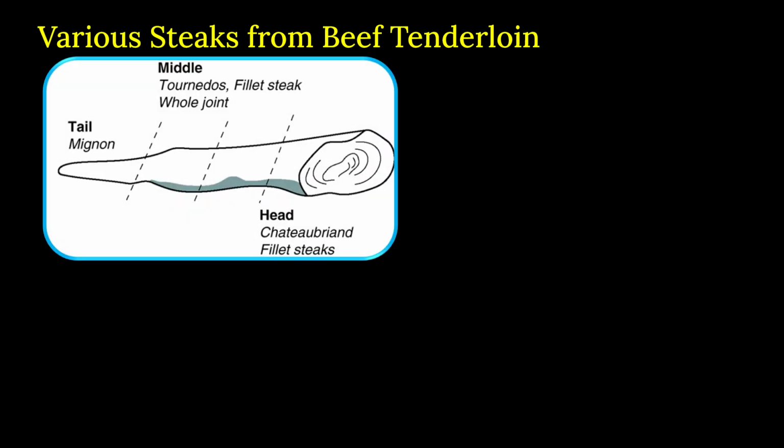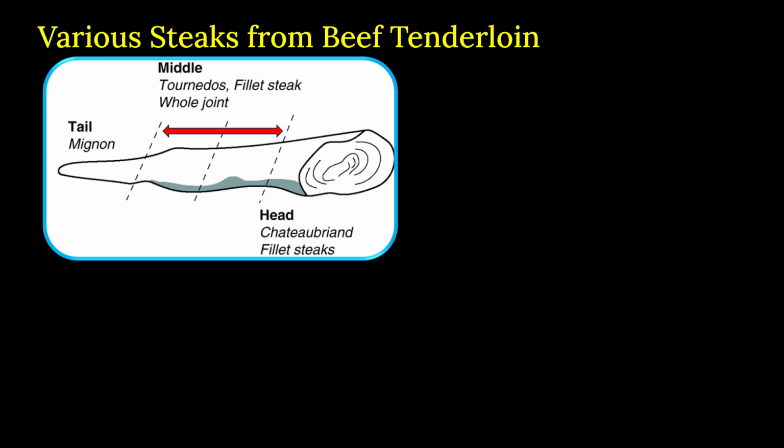Next one, again we get back this illustration. We have discussed the head of the fillet. We get Chateaubriand steak and also fillet steak from there. Now we are coming to the middle part of the fillet. You can see from the image that it has two parts: this is the upper middle part, and this is the lower middle part. We get different steaks from there.